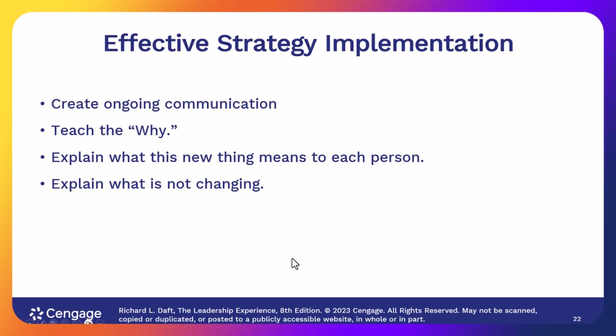Effective strategy implementation. Create ongoing communication. Teach the why. Explain what this new thing means to each person. Explain what is not changing. When you're doing this, you have a lot of moving parts, and in order to make that successful, people have to be talking to each other. The right hand must know what the left hand is doing. Even though they may be working by themselves, they're not working separately, they're actually working together as a group. And there must be constant communication.